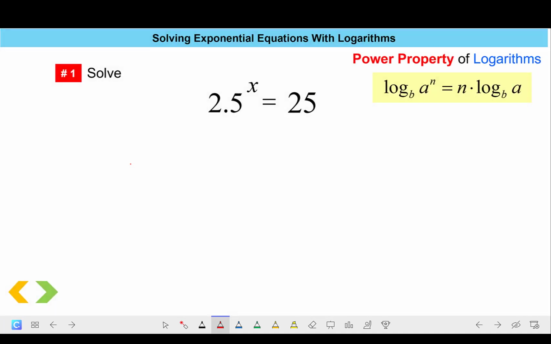Okay, so let's try some problems using our new skill. Write this down, then pause this and you try it. We'll be right back.